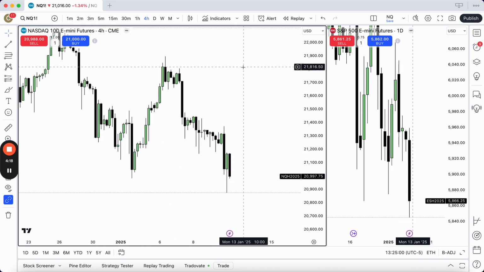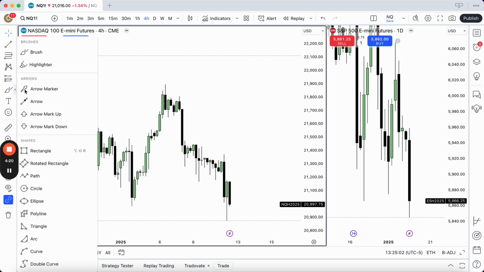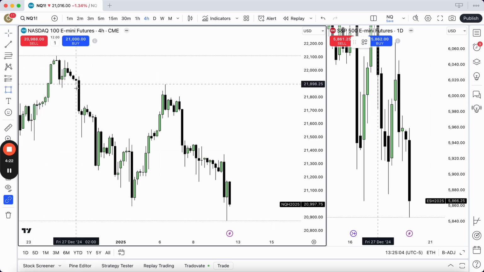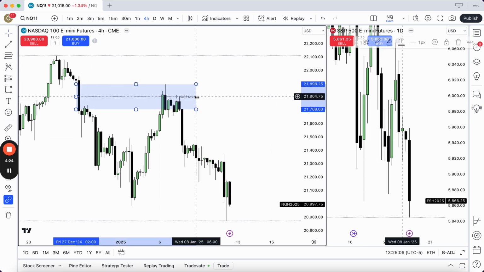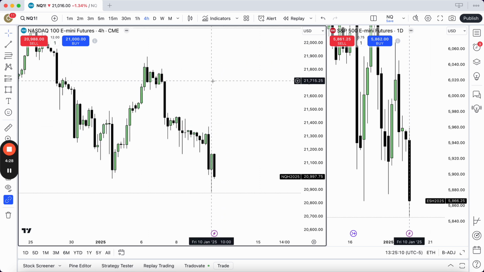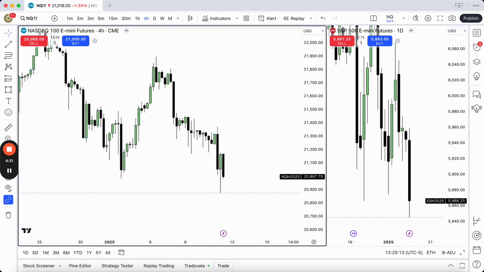Then we dumped because price traded into this internal range liquidity right here. I'll get into internal range and external range liquidity a little bit later in this video, but I just want you to understand overall what liquidity is so you can start using it every single day, because it's really important that you use liquidity every single day.